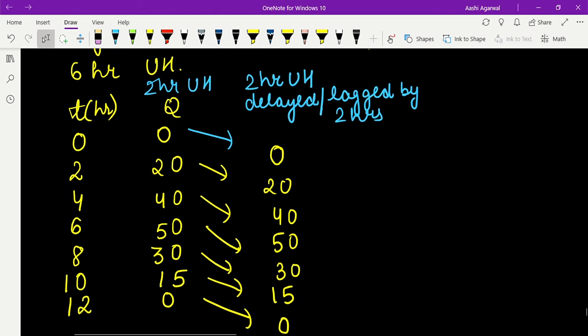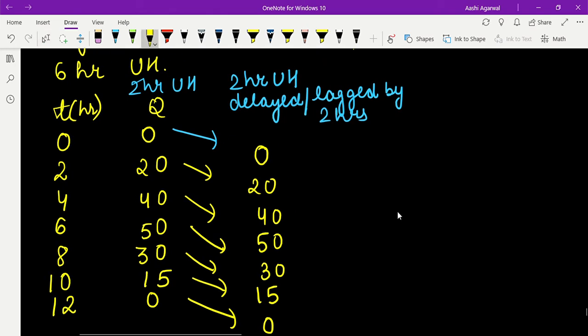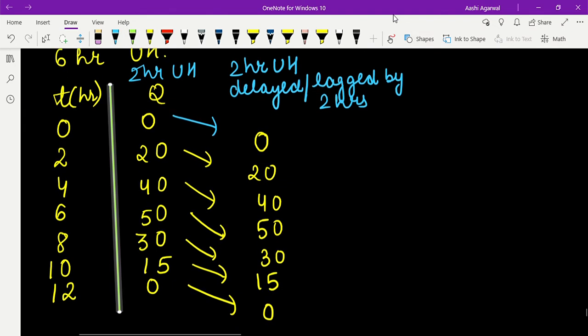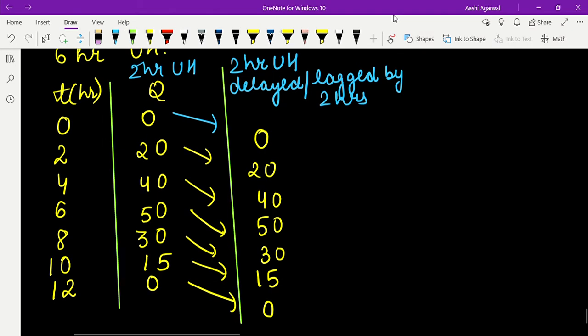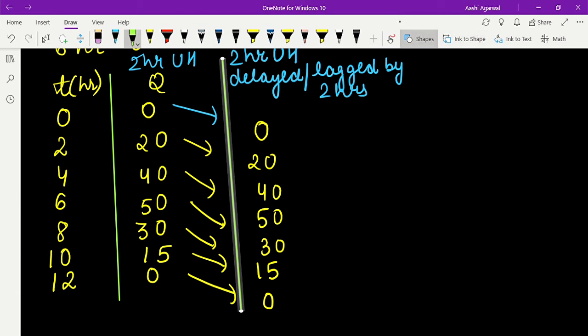Now again I have to find it for 6 hours. Same thing I'll be repeating here. Here actually let me do it in columns so that it will be easy to understand for you guys. This is one column, then this is one column, then this is also another column, then one more column here.